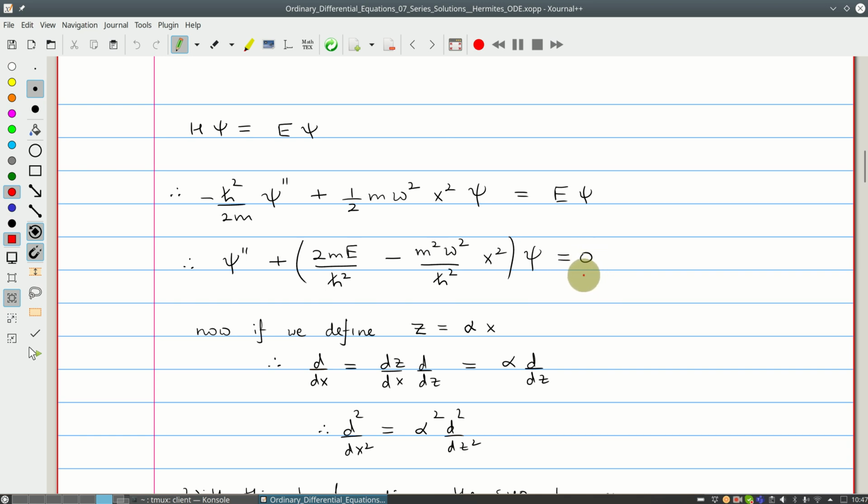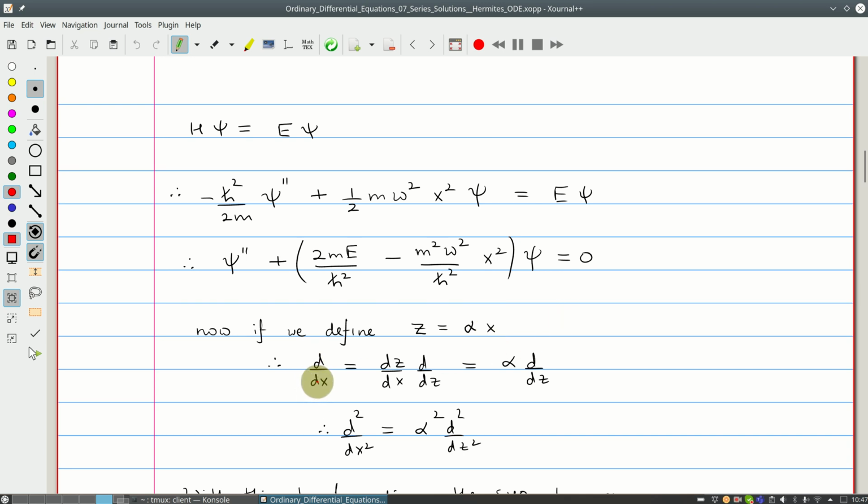Now we're going to do something called coordinate scaling. So we're going to define a new variable z. This is why we had a z in our equation earlier. And z is related to x. It's not the z dimension, it's just a new variable z related to x by a constant alpha. I don't know what alpha is at present. We'll choose alpha soon.